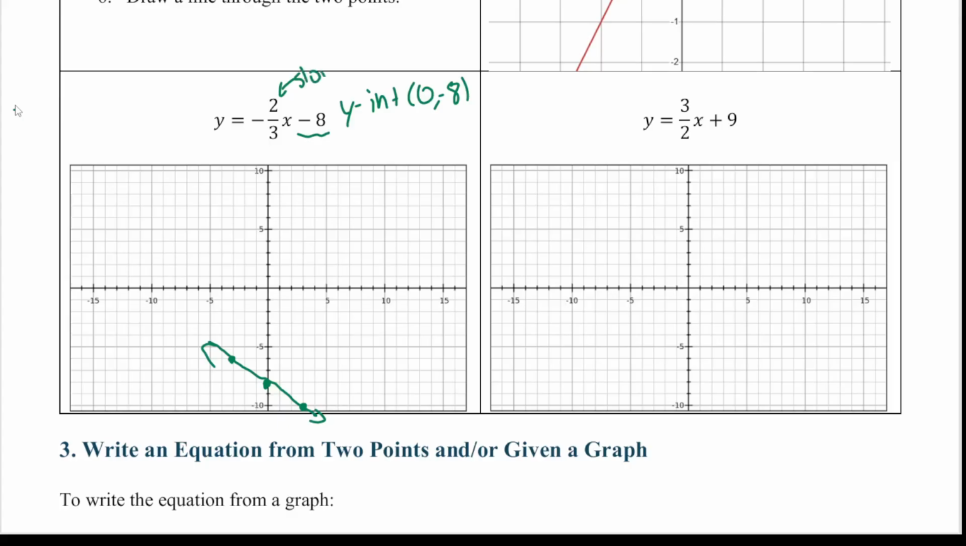So our slope was -2/3, and another point, for example, would be down here at (3, -10). That would be another point on this line.